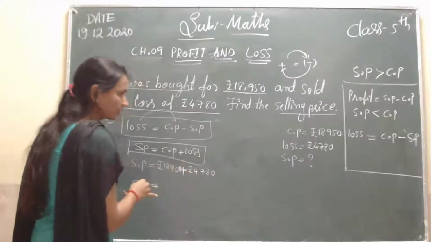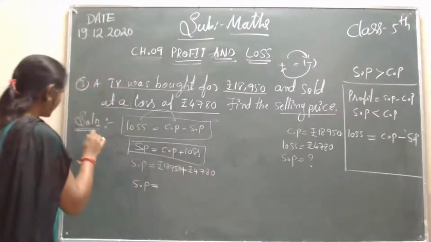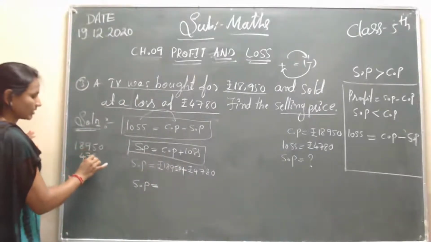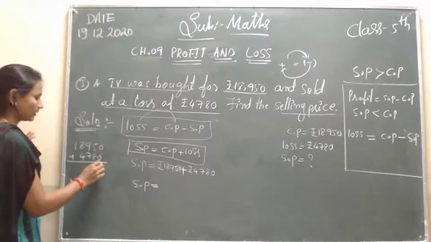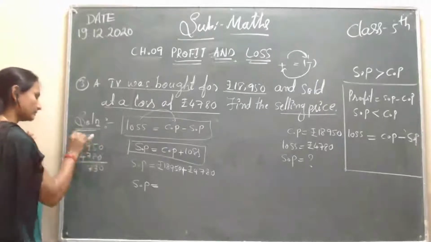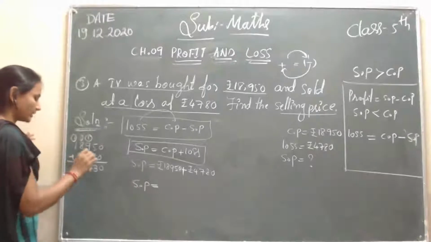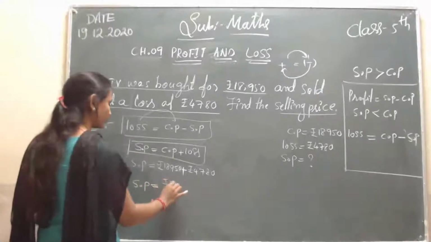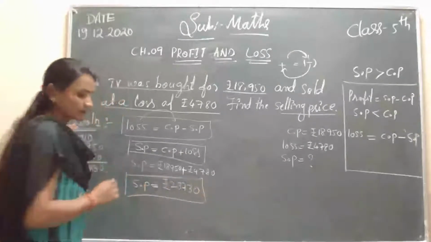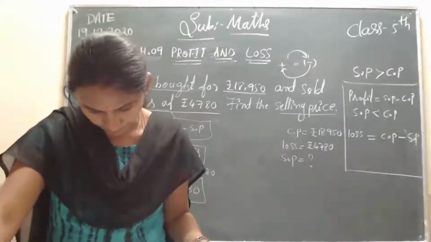Students, you have to do the addition of both: 18,950 and 4,780. So what is the total value? 23,730 rupees.